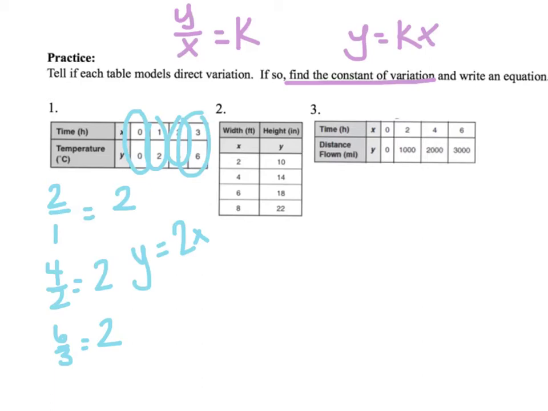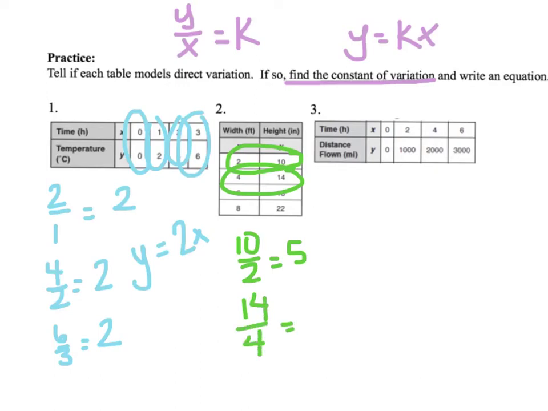Alright, let's take a look at another one then. Our next one, we've got 10 and 2, and that simplifies down to 5. When we've got 14 over 4, well, that does not simplify down to 5. And so in this case, no, it is not direct variation. And in that first one, yes, this one is. All right, number 3.